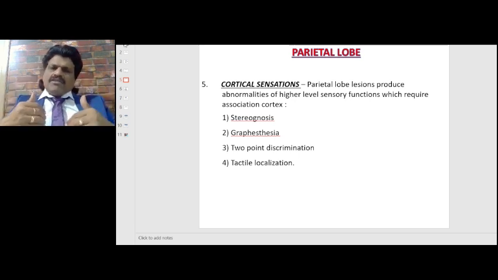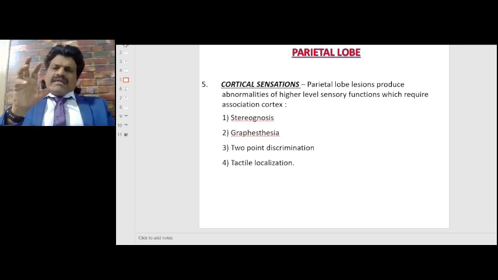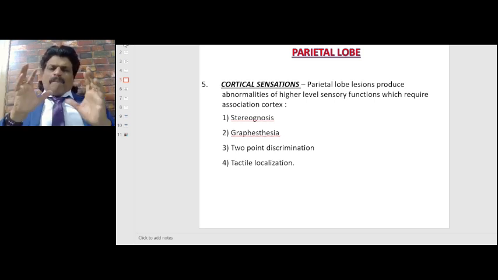But from the thalamus onto the parietal cortex, there are specific sensations which are appreciated by the parietal cortex. Since these are the sensations appreciated by the parietal cortex, we call them cortical sensations. So parietal lobe lesions produce abnormalities of higher level sensory functions which require association cortex. So when the primary sensations, that is touch, pain, position, joint, vibration sense, are intact but the cortical sensations are affected, it implies that the parietal cortex is involved.